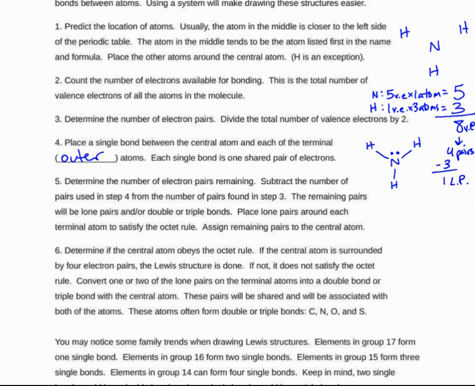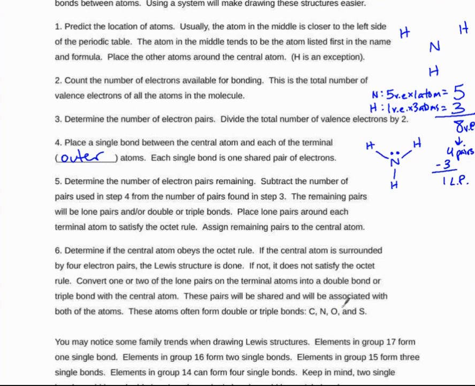In step 6, I want to see, does the central atom obey the octet rule? If the central atom is surrounded by 4 electron pairs, that's good, we're done. If not, there are some other steps that have to happen. Looking at this one, we have 1, 2, 3, 4 pairs surrounding the central atom. And so this one is our completed Lewis structure.